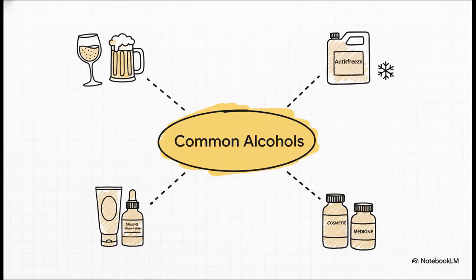And this family is incredibly diverse. You've got ethanol, right? That's the one in beer and wine. But then you have ethylene glycol, which you definitely don't want to drink. It's the main ingredient in antifreeze. And then there's glycerin, a thick, syrupy alcohol that's used in stuff like cosmetics to keep them from drying out.